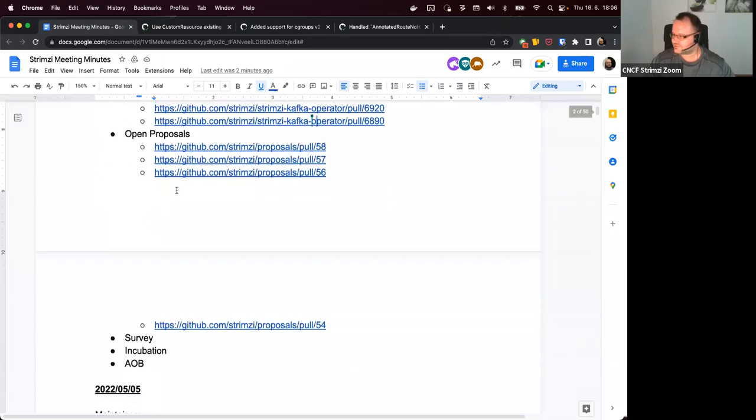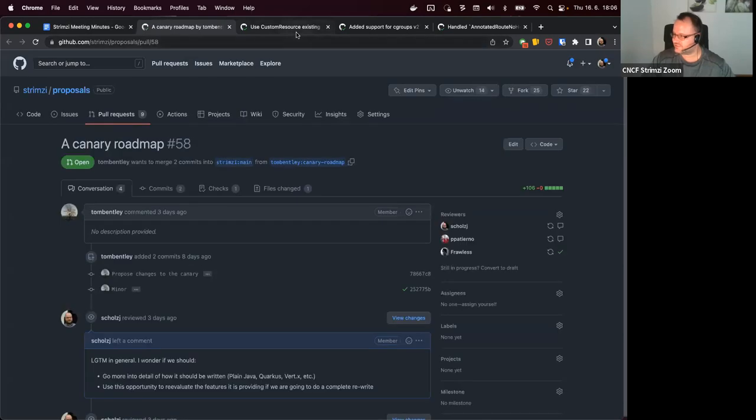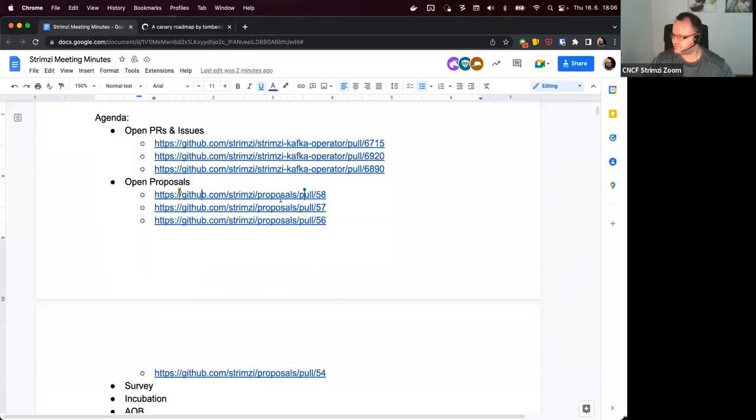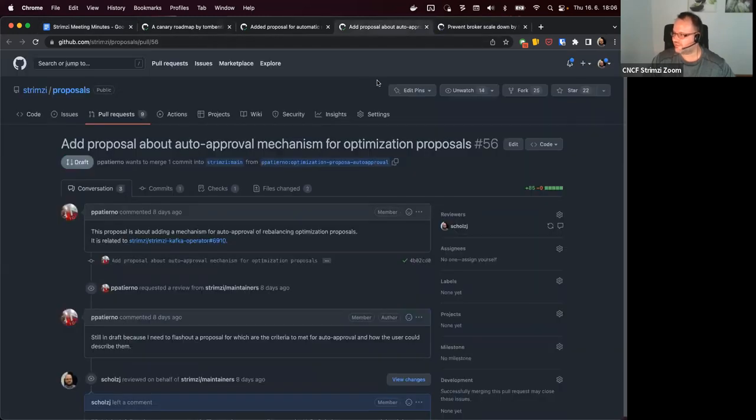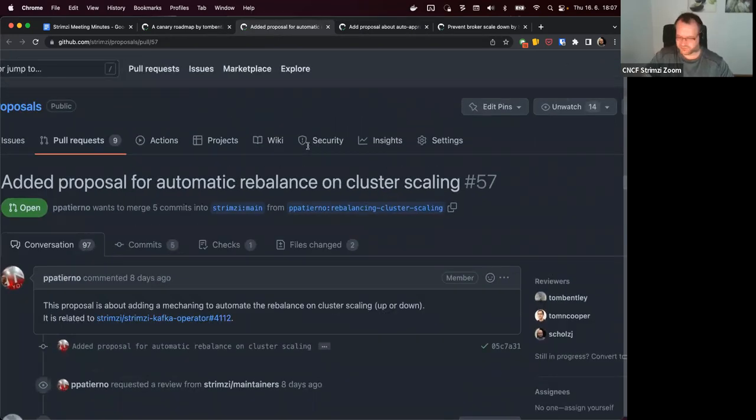If not, there are also some proposals, mainly to raise attention. So two of them are about improving the Cruise Control support to add an auto approval mechanism and to have a rebalance automatically done when the Kafka cluster is being scaled. So if anyone is interested in these areas, please have a look and comment.